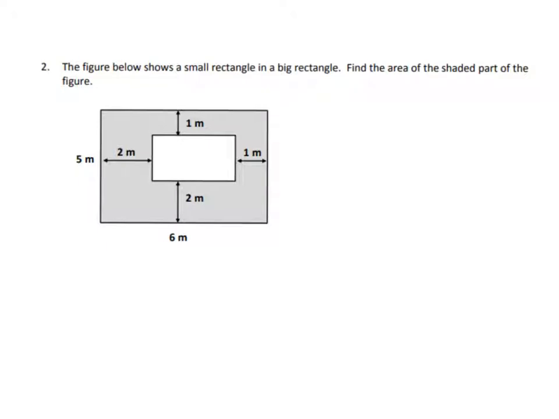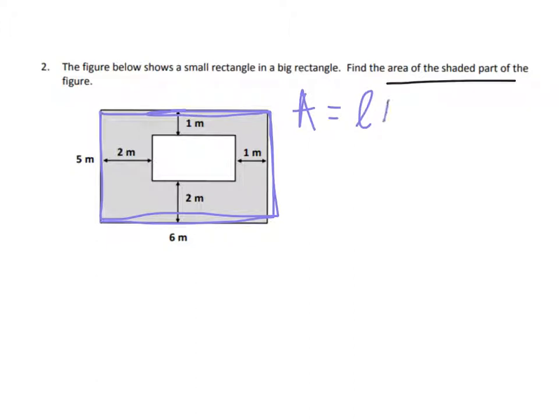Okay, now let's take a look at another one. It says the figure below shows a small rectangle in a big rectangle. It says to find the area of the shaded part of the figure. So kind of like what we just did. So here I'm going to split it up into a big rectangle, which we'll represent with purple. So A equals length times width. A equals the length, which is 6 meters, times the width, which is 5.